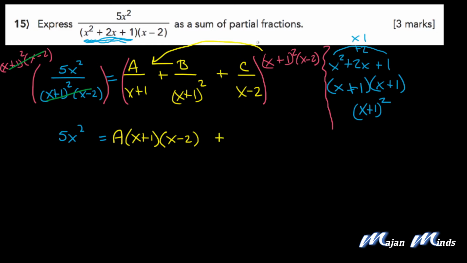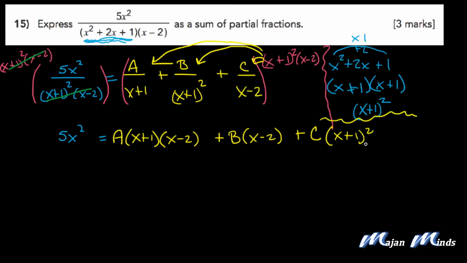Then we go to the B term. Here I have x plus 1 squared in the denominator, which cancels with the x plus 1 squared, leaving me with B and an x minus 2. And finally, I have C. The x minus 2 here and the x minus 2 here cancel, leaving me with C times (x plus 1) quantity squared. All right, a nice big equation here. I'm going to use this equation to find my A, my B, and my C.